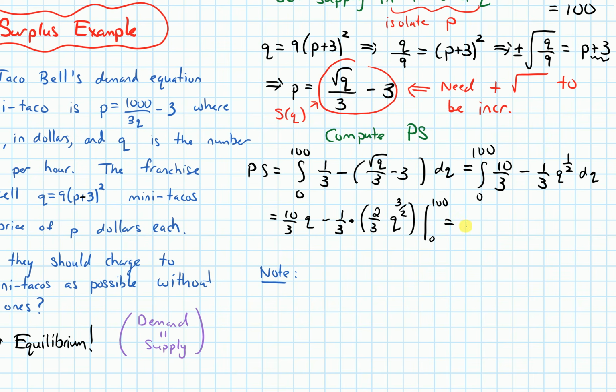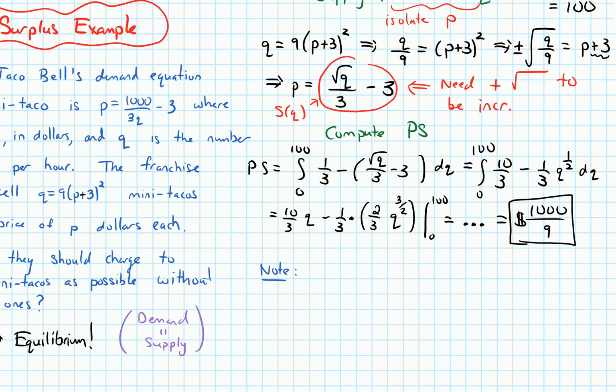Okay, so from here, it's just some plugging in and subtracting. So I'm going to skip that part, the plugging in and subtracting, and just tell you what you end up getting. So when you do this, you'll end up with 1,000 over 9, and the units in this question are dollars. Okay, so $1,000 over 9. That's our producer surplus.